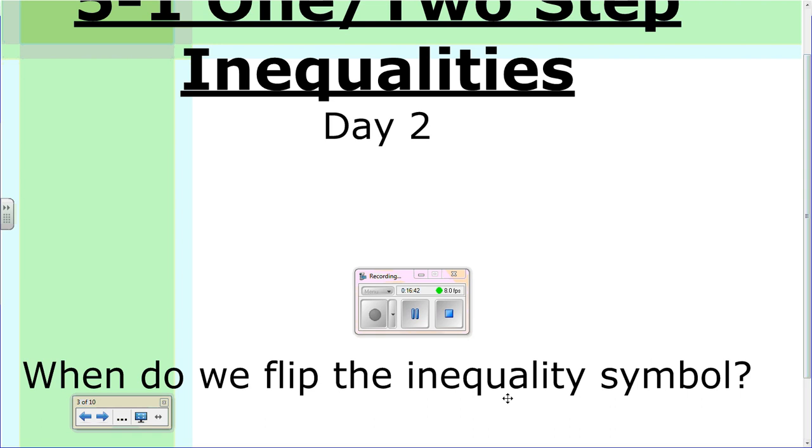When do we flip the inequality symbol? Thank you, Journey. That's going to be when we multiply or divide by a negative.